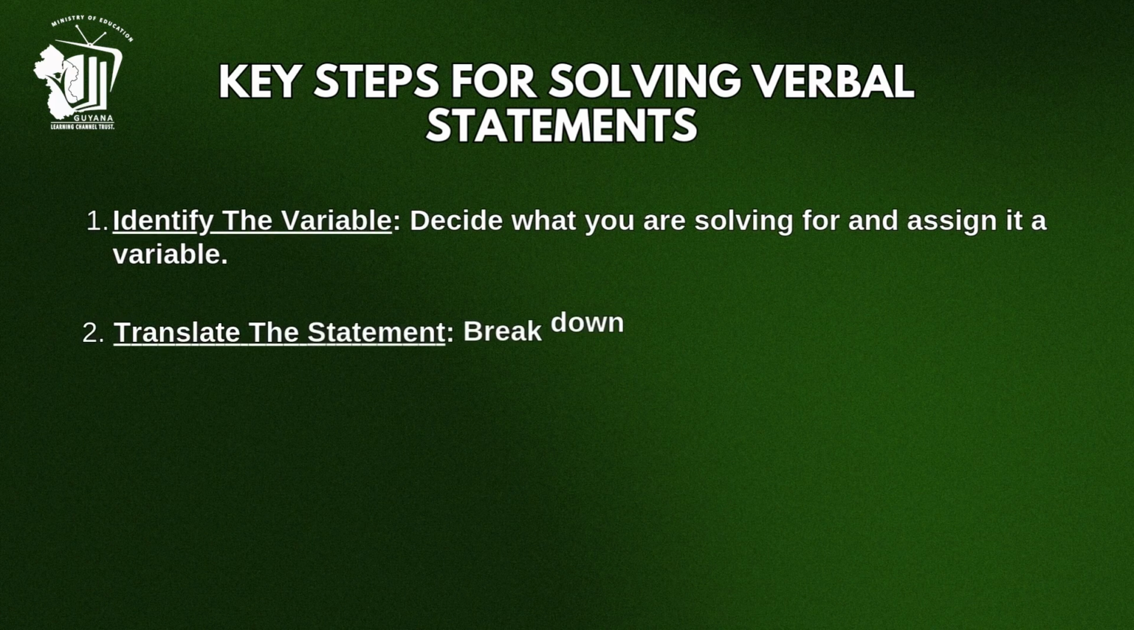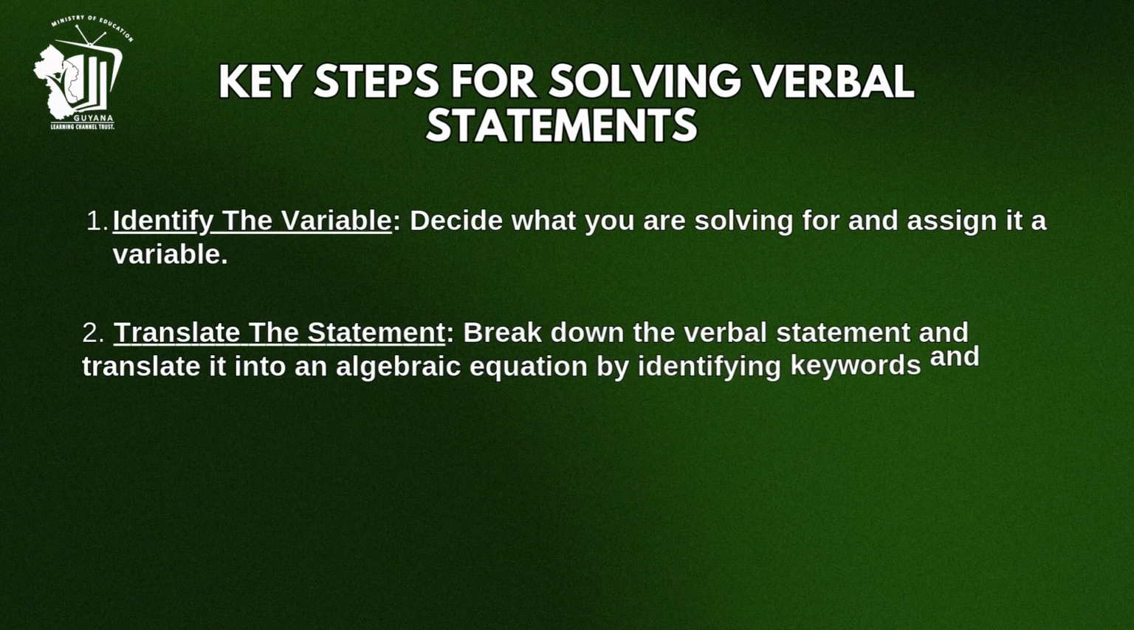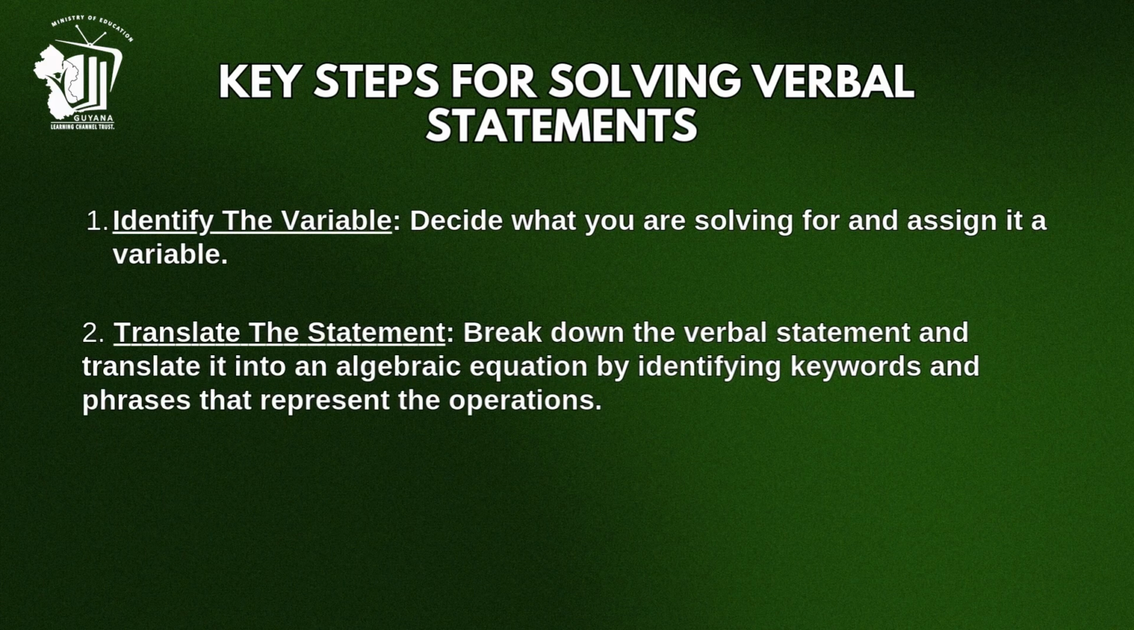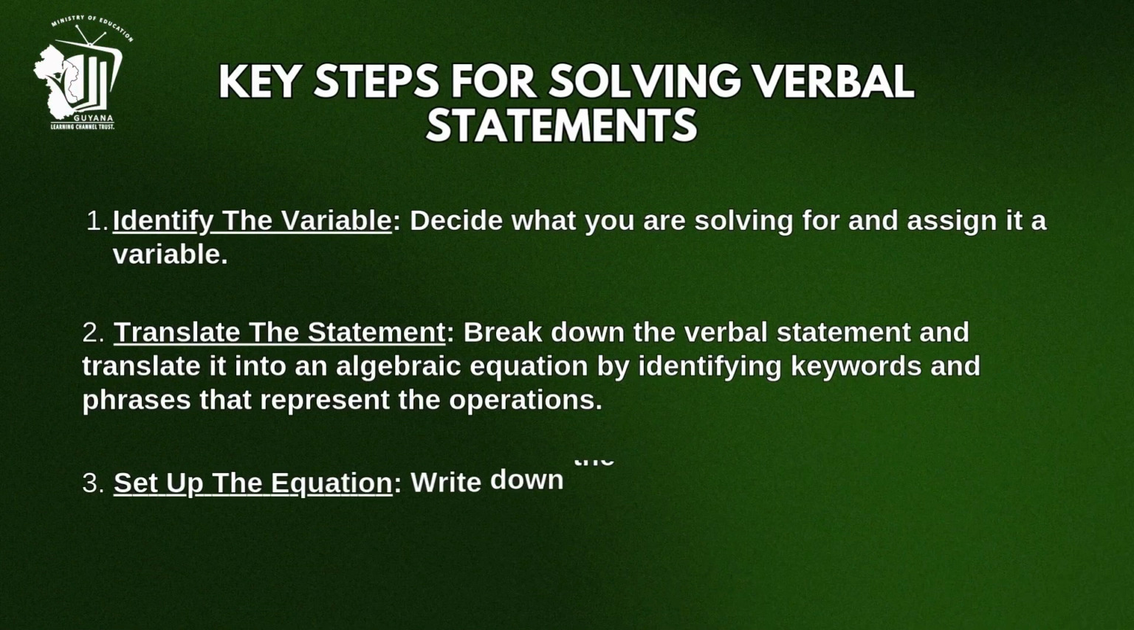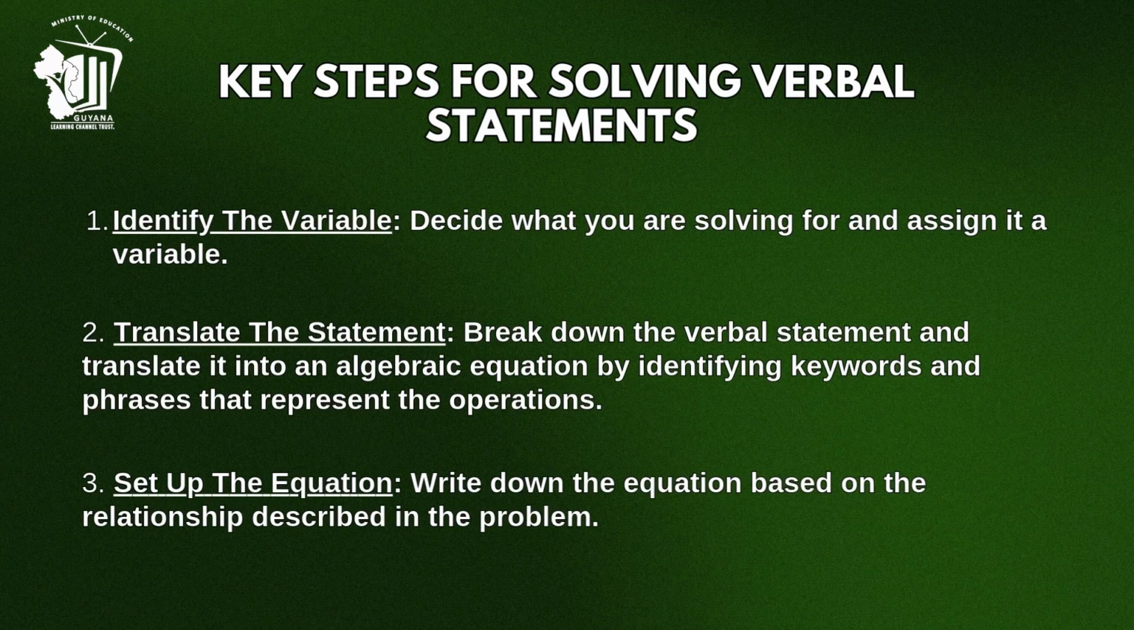Step 2, you translate the statement. You break down the variable statement and translate it into an algebraic equation by identifying keywords and phrases that represent the operation. So you look at it phrase by phrase, you pull out the keywords, and you put in the necessary symbols to support those keywords. Next, you set up the equation. You write down the equation based on the relationship described in the problem.